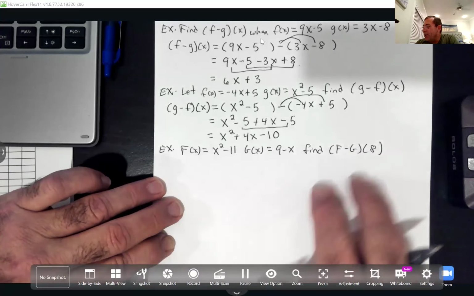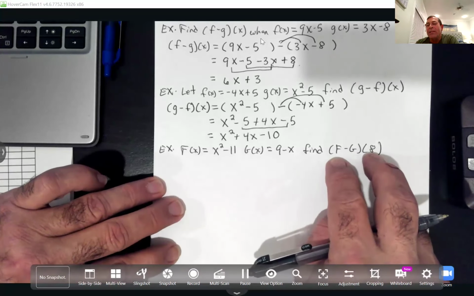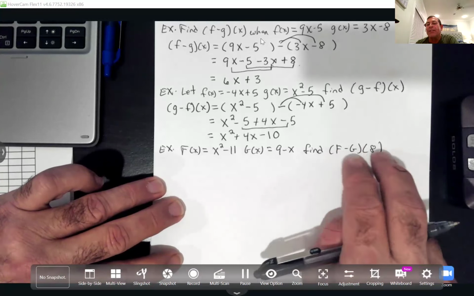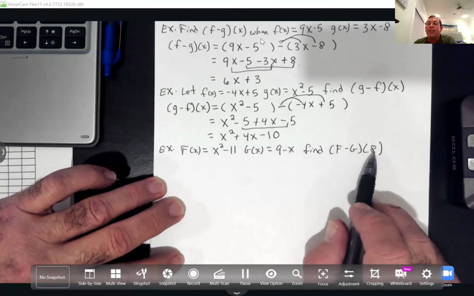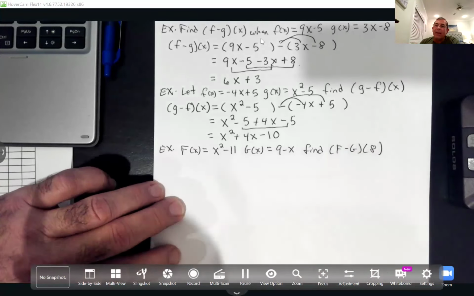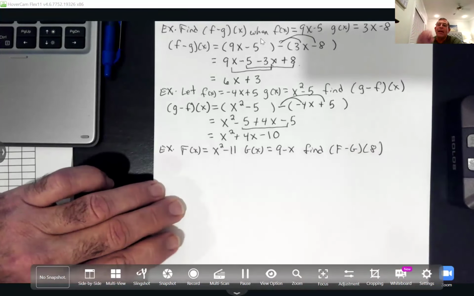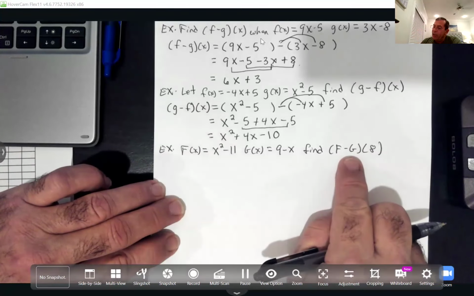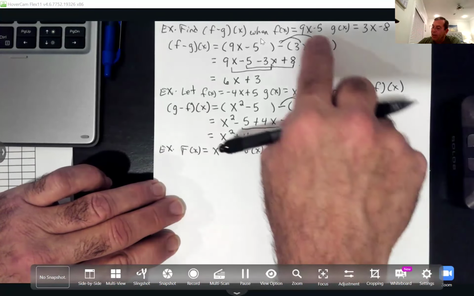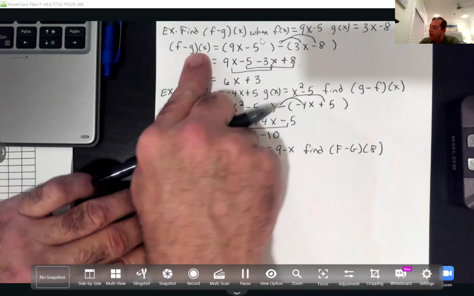But notice how they're doing different lingo here. While ago they said find f of 8 minus g of 8. They want you to realize that f minus g of 8 is the same thing. You're putting the 8 into every variable there, okay? So just different ways to write the same lingo here. F minus g of x.